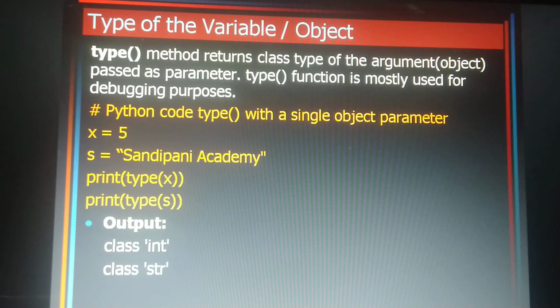Type of variable object. The type method returns class type of the argument. It simply returns the type of particular variable which we are using in our programming. Like x = 5 and s = "Sandipani Academy". When we use the type function, it will return class int for variable x, class str for variable s.